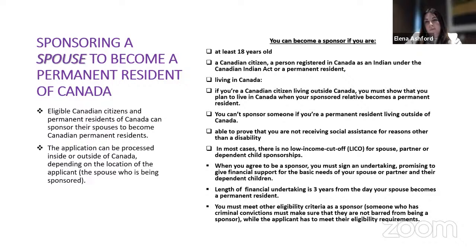With this respect, being a sponsor, it's not only this type of requirements, but there are other particular situations that might prevent someone from being a sponsor. If the sponsor has criminal charges that include violent crimes, crimes against former partners or spouses, they might be banned from sponsoring for a period of 5 years.